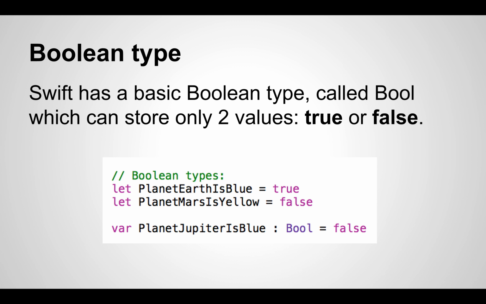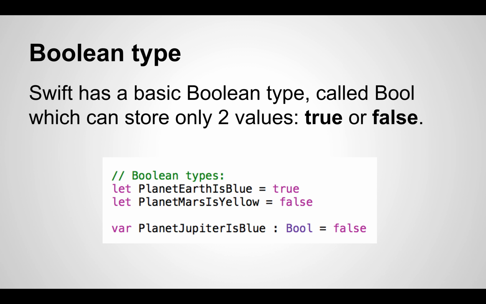Boolean types. Swift has a basic Boolean type called Bool, which can store only two values, true or false. In math, Boole is the person who invented that. Sometimes you ask a question that you can answer with yes or no, or true or false. This is usually a Boolean answer.